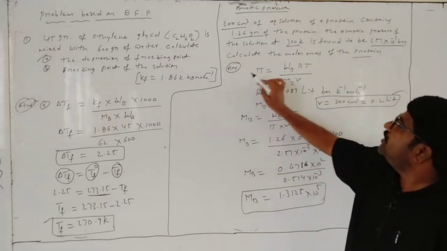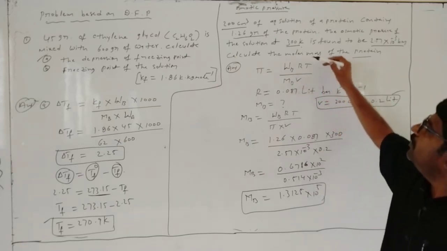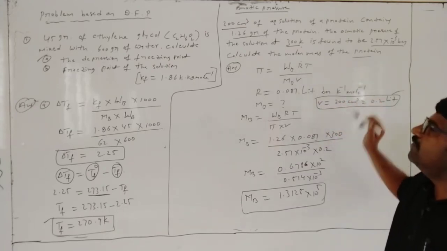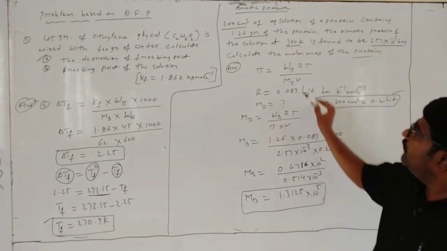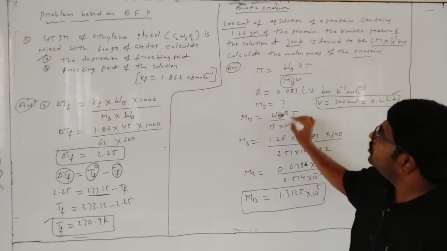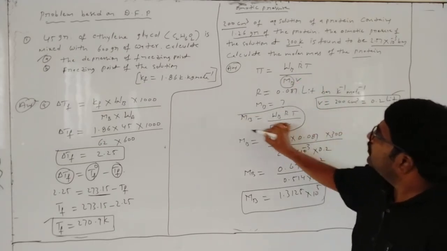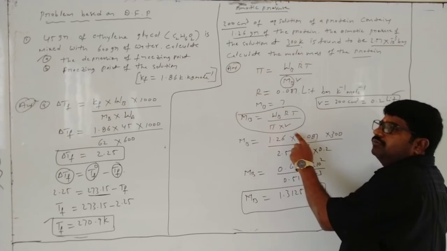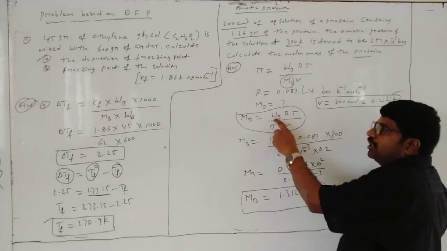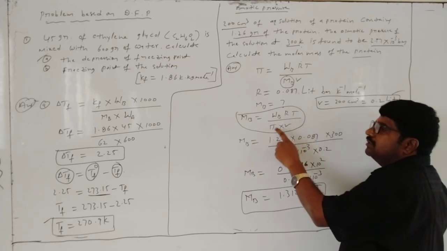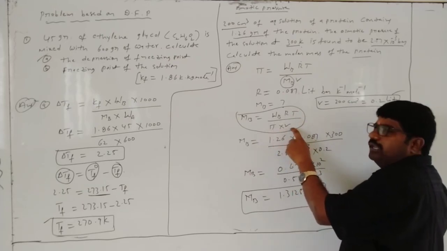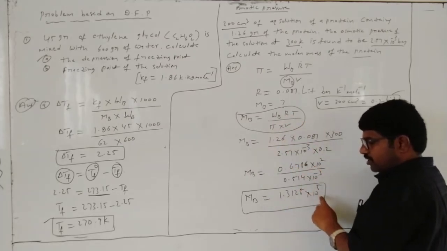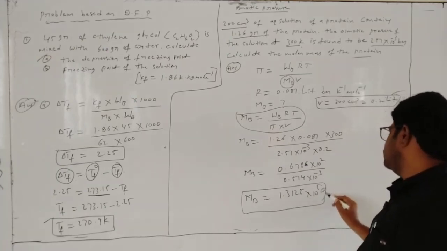This is the formula, pi is equal to WB RT by MB into V. Here the R value is constant, 0.083 liter bar per Kelvin per mole. So from this you have to calculate MB. MB is equal to WB RT by pi into V: weight of the protein, gas constant, temperature, osmotic pressure, volume. By substituting all values, you get 1.3125 into 10 to the power of 5 grams.